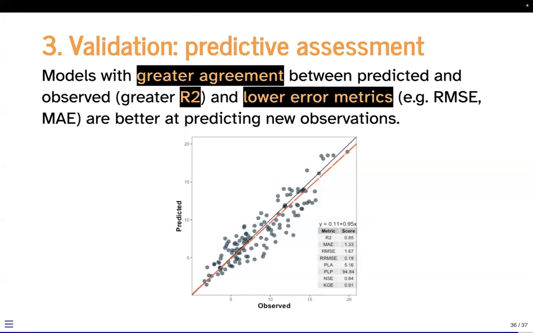All right, and then bringing the same figure here, just to finalize this thought: models with greater agreement between the predicted and observed, in this case measured by R-square, so the greater the R-square and the lower the error metric, are better models at predicting new observations. So we wrapped up the whole process by coming to the end, using the model that we've selected as the best, given the hyperparameter values that we tried, to make a prediction on the test set, which only now we're bringing into the picture. We had not seen it, we had not considered it in any other step.